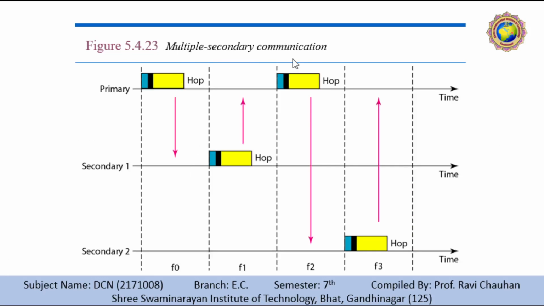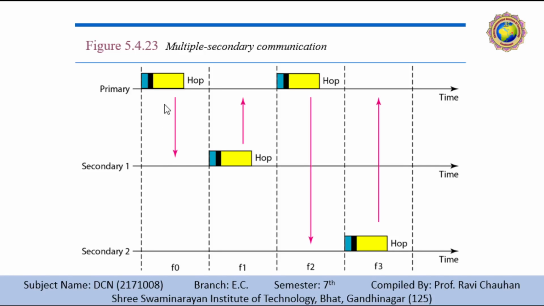Now, multiple secondary communication. The process is a little more involved if there is more than one secondary in a piconet. Again, the primary uses the even numbered slots, but the secondary sends in the next odd numbered slot if the packet in the previous slot was addressed to it. All secondaries listen to the even numbered slots, but only one secondary sends in any odd numbered slot. So let's take an example of this figure.